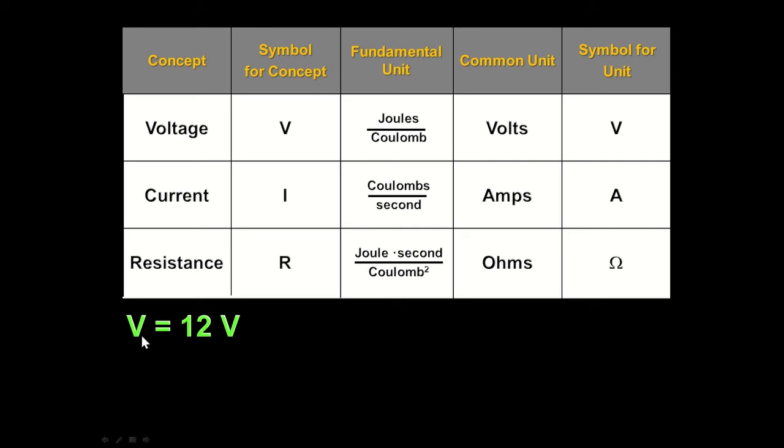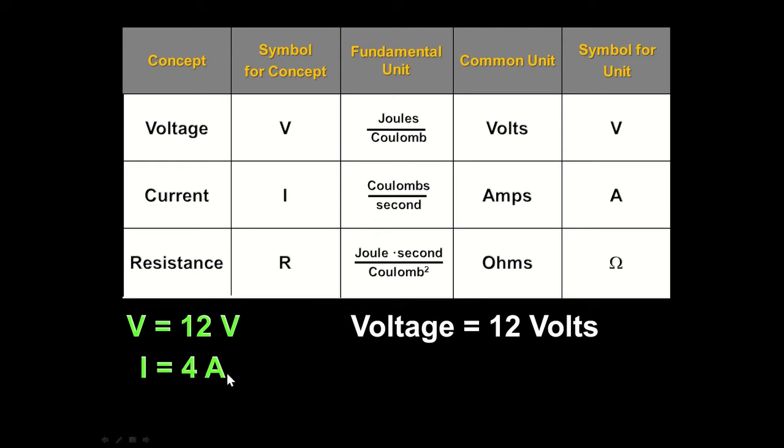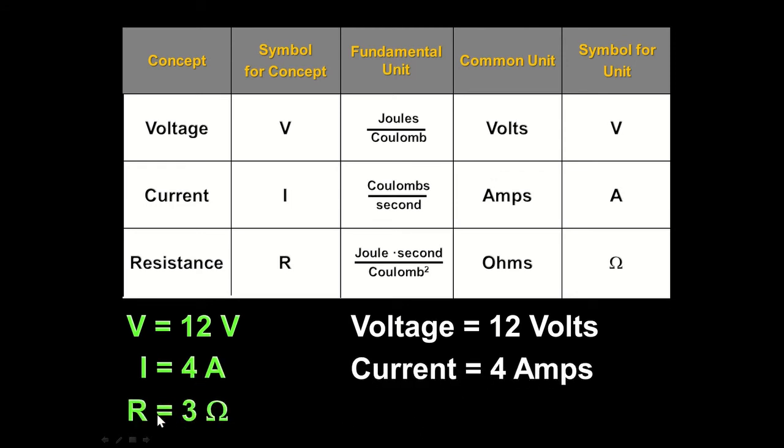So if I say V equals 12V, this is not an algebraic equation to solve. What I'm saying is the voltage was 12 volts. If I say I equals 4A, I'm saying the current was 4 amps. And if I say R equals 3 ohms, I'm saying that the resistance was 3 ohms. And we do see Ohm's law applies here, that the voltage is equal to the current times the resistance.